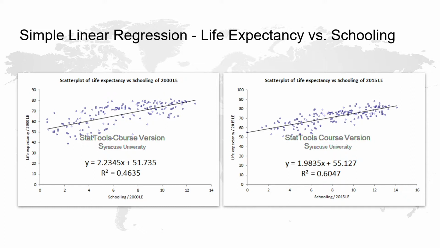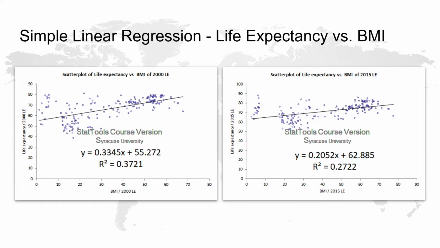We see that with an accuracy of 0.6 in the year 2015, every additional year of schooling would increase life expectancy by 1.98, whereas in 2000, with an accuracy of 0.46, every additional year of schooling would increase life expectancy by a factor of approximately 2.23.